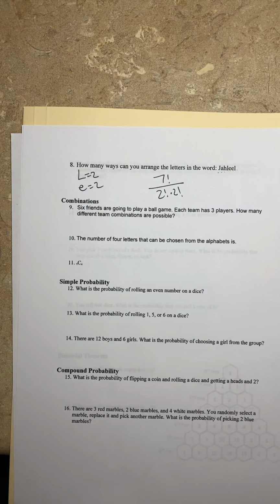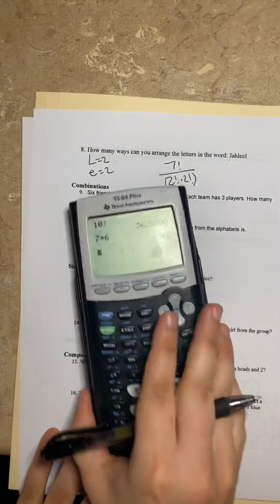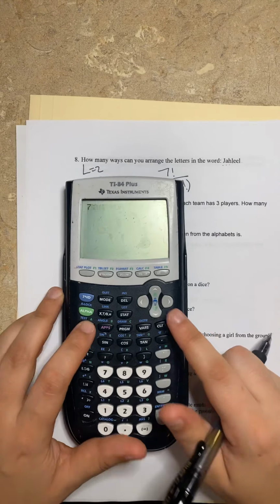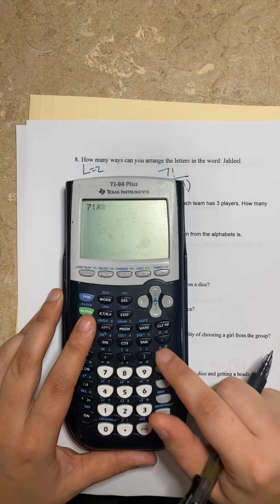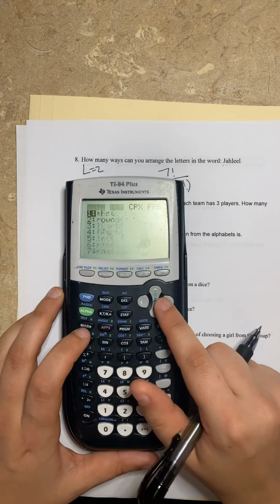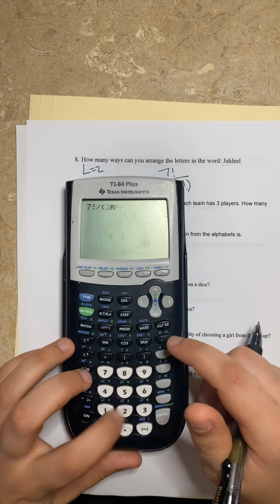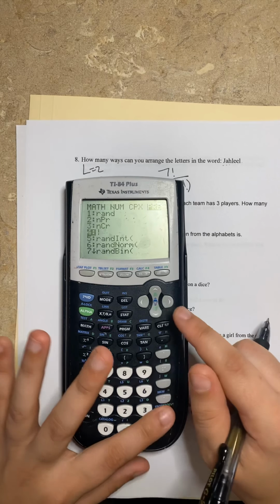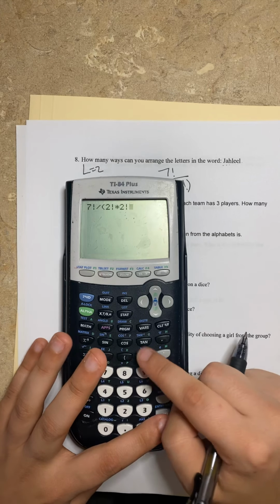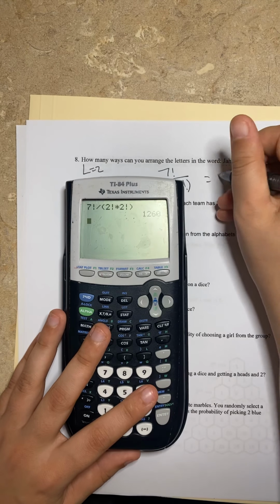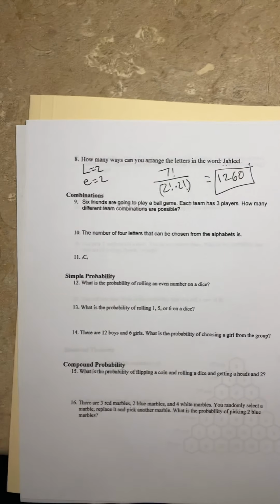Okay, and remember, in your calculator, you need to put parentheses around the bottom. So that means we go 7, hit our math button, go to probability, and go down to our factorial, divided by parentheses, hit math again, go over to probability, hit factorial again. Oop, I forgot to hit the 2. Math factorial times 2 math factorial. And then close our parentheses, and that gives us 1,260 ways to arrange the letters in Jalil.